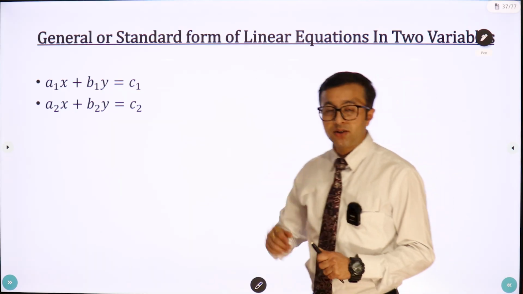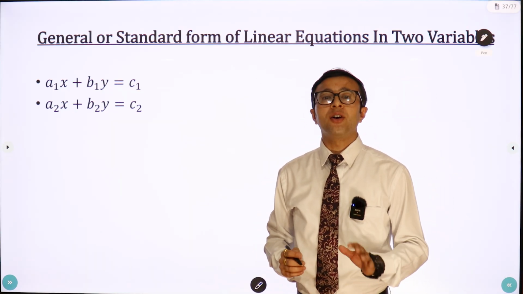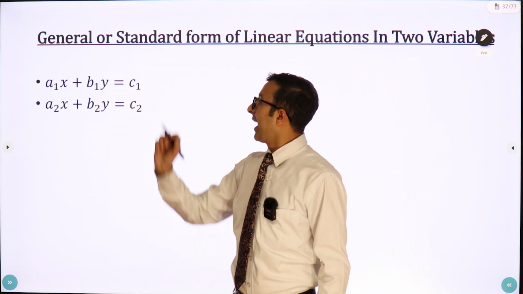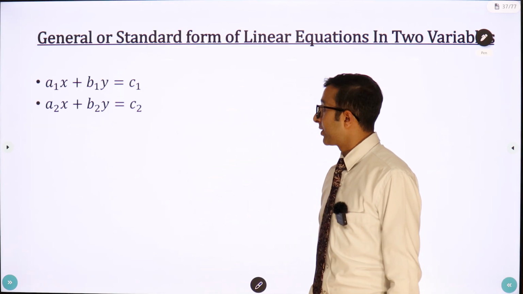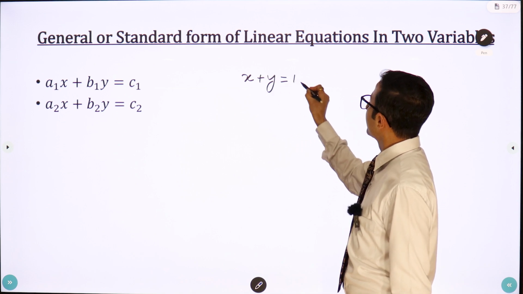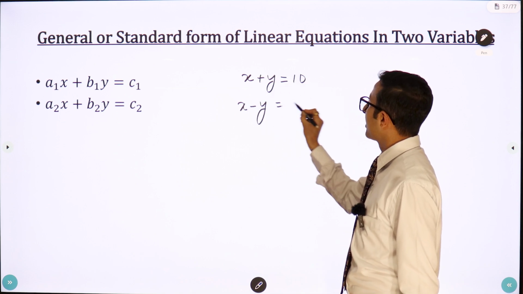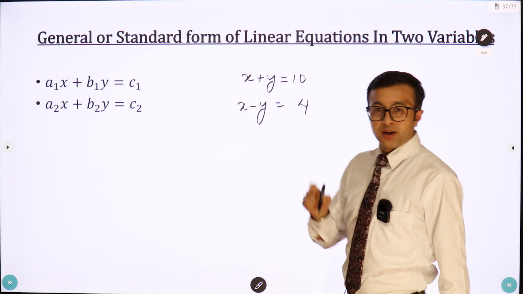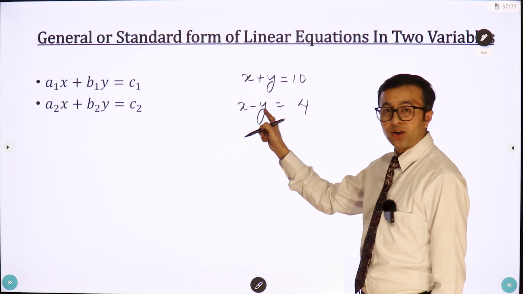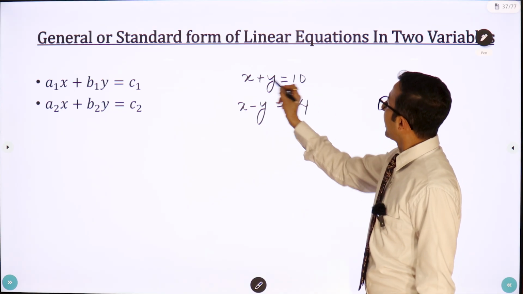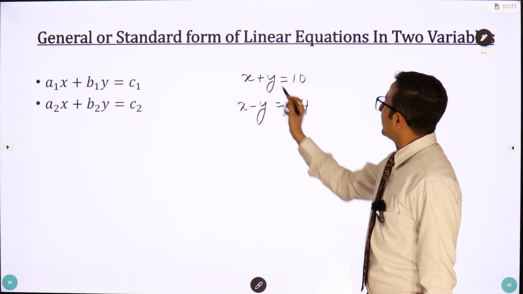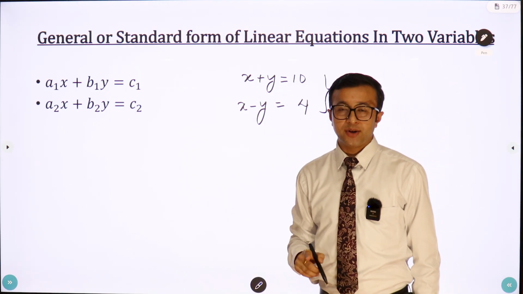First, you can see the general or standard form of a pair of linear equations: a1x + b1y = c1, a2x + b2y = c2. For example, x + y = 10 and x - y = 4. Now we can see that there are two equations. The degree of the first equation is 1, and the degree of the second equation is also 1. Degree means the highest power of the variable. There are two variables x and y, and an equals sign is there, which means equation. So these two represent a pair of linear equations in two variables.